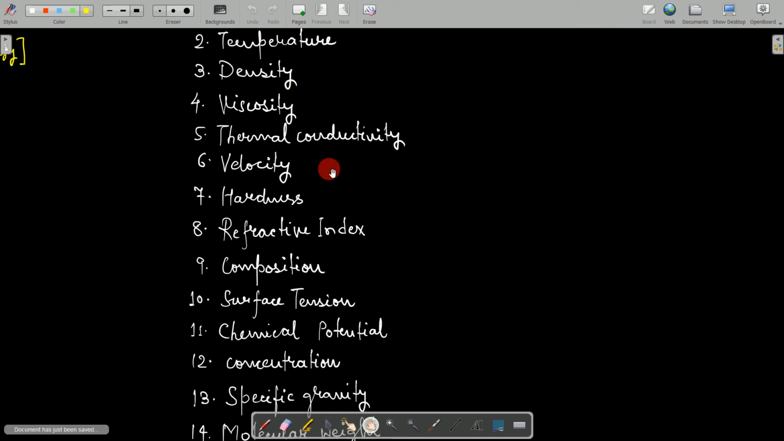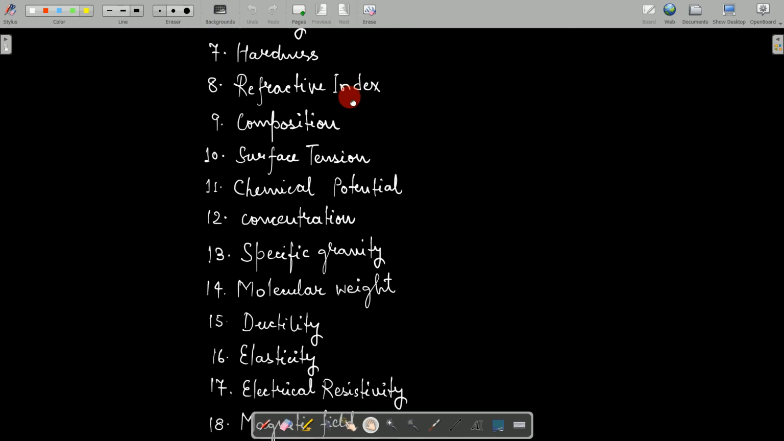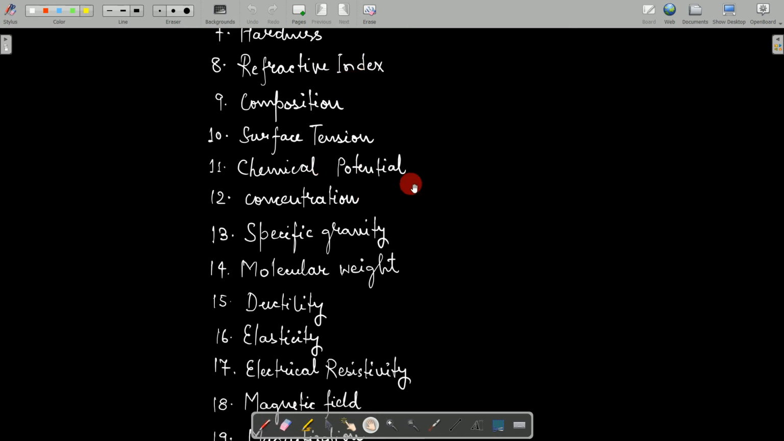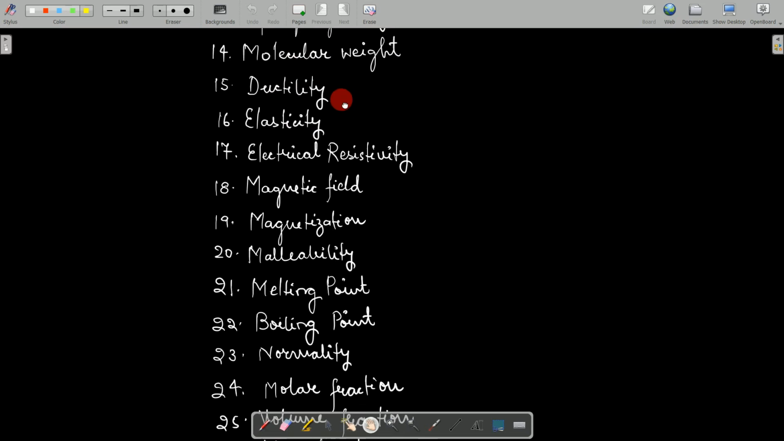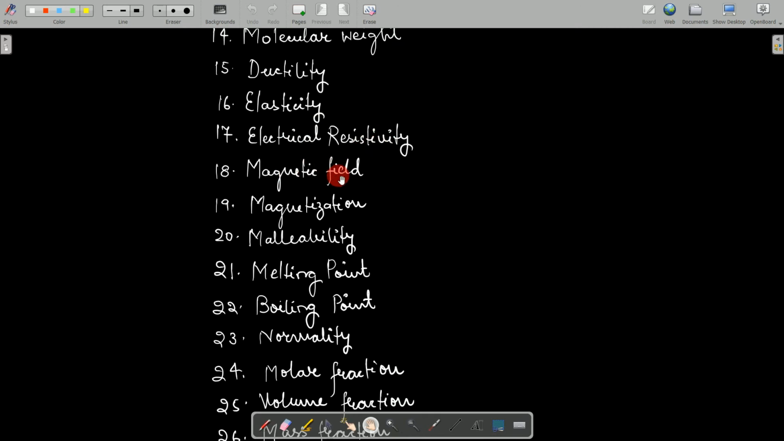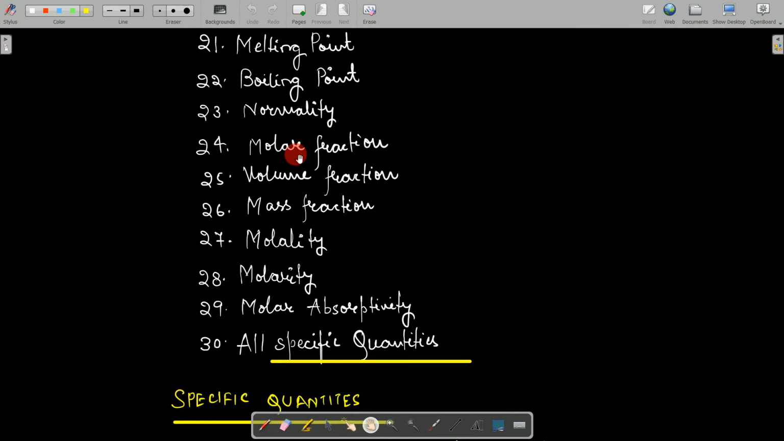Intensive properties include pressure, temperature, density, viscosity, thermal conductivity, velocity, hardness, refractive index, composition, surface tension, chemical potential, concentration, then specific gravity, molecular weight, ductility, elasticity, electrical resistivity, magnetic field, magnetization, malleability, melting point, boiling point, normality, molar fraction, volume fraction, mass fraction, molality, molarity, molar absorptivity, and all specific quantities.